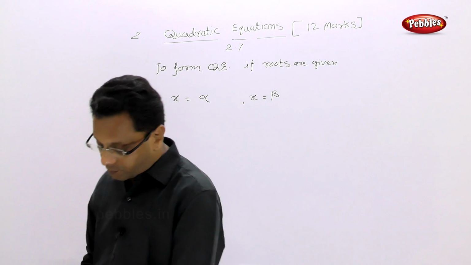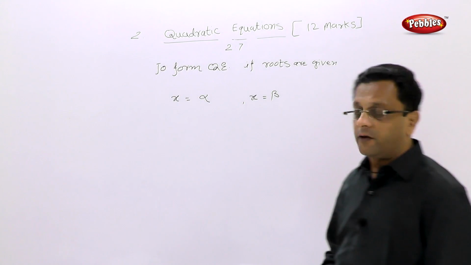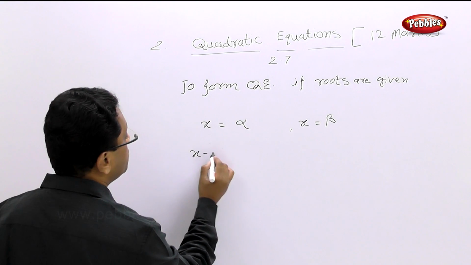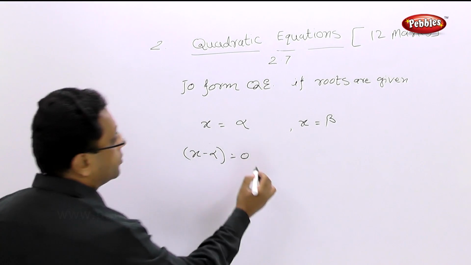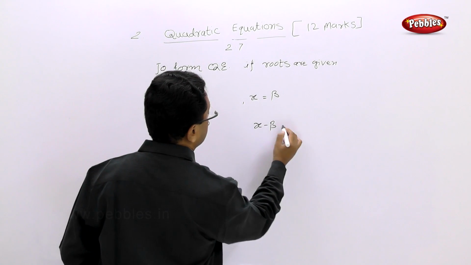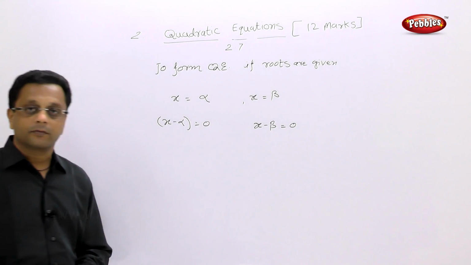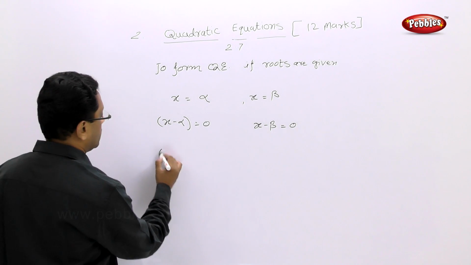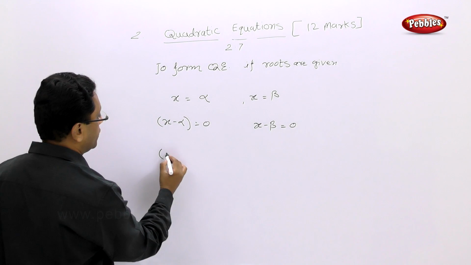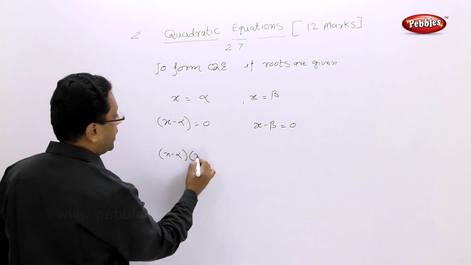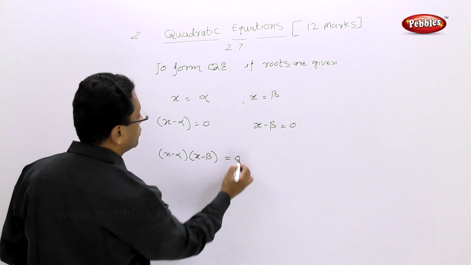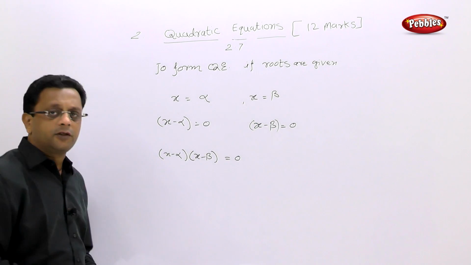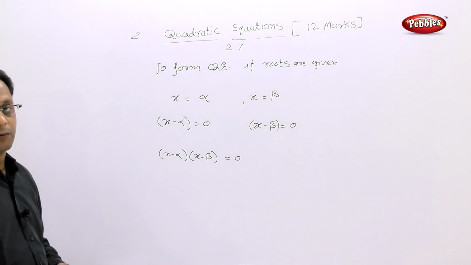Now, when x is equal to alpha and x is equal to beta, obviously x minus alpha is equal to 0 and x minus beta is equal to 0. When we multiply these two equations, we will get (x minus alpha)(x minus beta) is equal to 0. Why? Because if either one bracket is 0, then obviously their product will become 0.